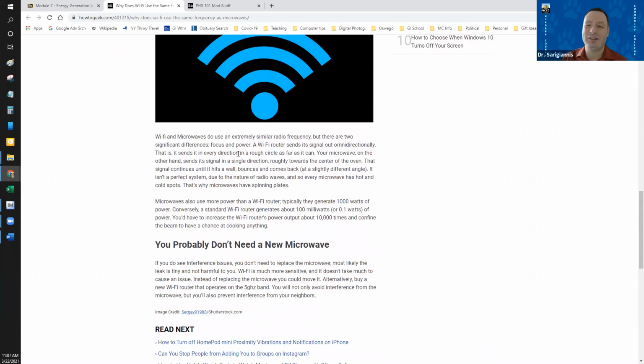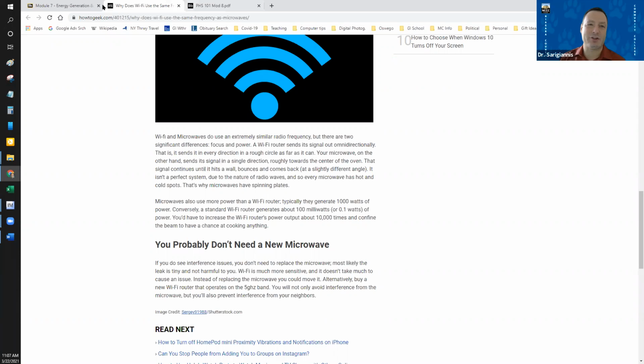Wi-Fi uses the same frequency, but your Wi-Fi router is sending that signal out broadly distributed, and it's fairly low power. The microwave is using that frequency, but it's putting out a lot more power, and it's focusing that energy in a small little container.